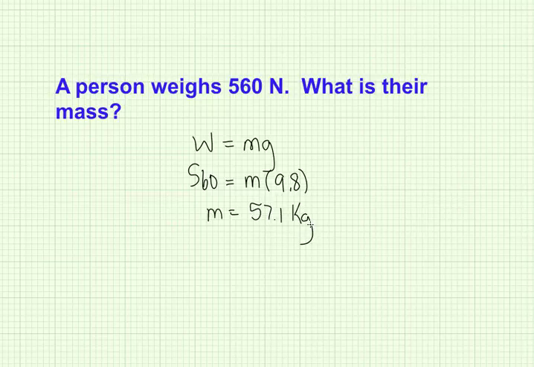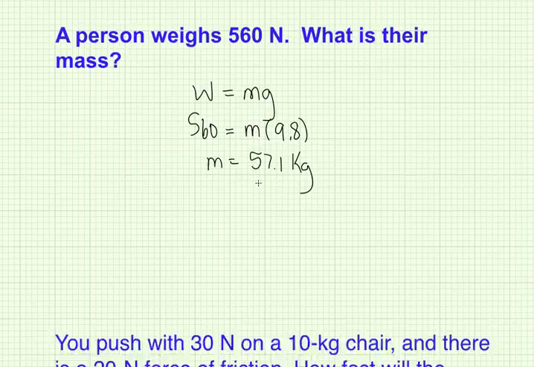So the mass of the object is 57.1 kilograms, and the weight on Earth is 560 newtons. Which one of those values never changes, no matter where you are? The answer is the mass. Whether you're on the moon, Jupiter or Mars, your mass would still be 57.1.